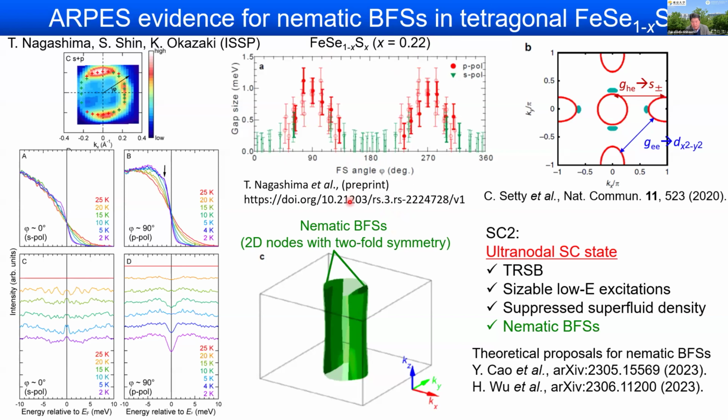So there is some mechanism that can break the rotational symmetry only in the superconducting state. So we call this the nematic Bogoliubov Fermi surfaces. And the reason why we can have this kind of twofold symmetry is still under discussion. I just want to show you that there are already two theoretical proposals for the origin of the nematic Bogoliubov Fermi surfaces, but we need further investigations.